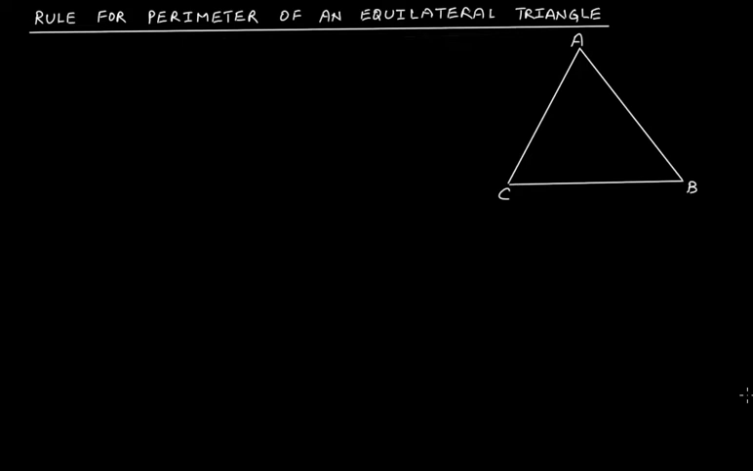On the basis of that, just pause the video and think: using variables, how can you write or form the rule for the perimeter of an equilateral triangle? Okay, so I assume that you would have found the rule, and let's check whether it is correct or not.